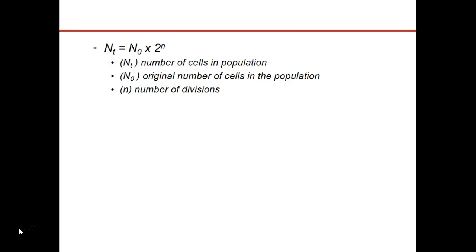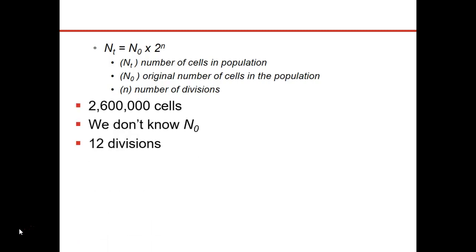We can use the same equation. In this case, we have the general population of the cells, 2.6 million. We don't know the initial population, but we know that there are 12 divisions because we had the Salmonella sitting there for 6 hours and the Salmonella doubling time is 30 minutes. So that means every hour there was 2 divisions, so 2 times 6 is 12.